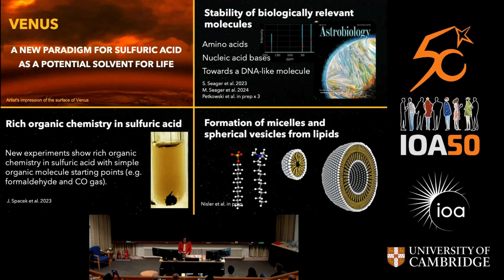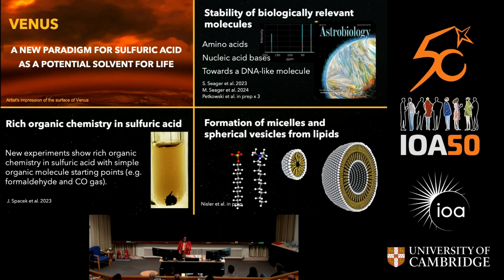Don't have time to explain that now. We also put in our nucleic acid bases, so although our DNA is unstable, parts of our DNA are stable. These are getting protonated and chemically modified, but we're now working towards a DNA-like molecule, not our DNA, but swapping out parts, to show that there could be life in sulfuric acid. I'm not saying there is life on Venus, but there could be.